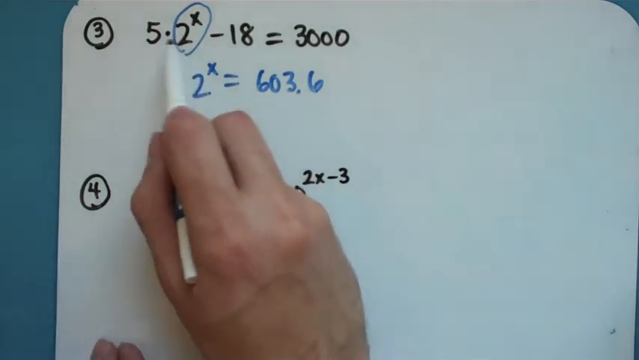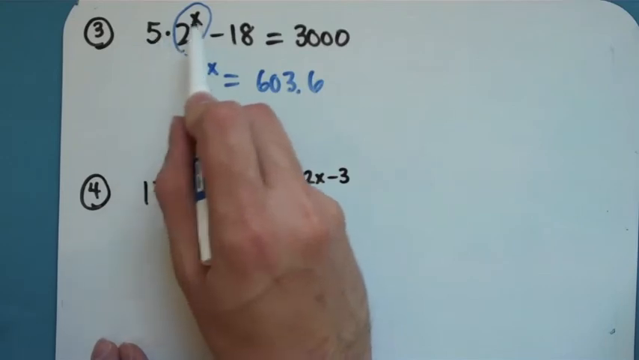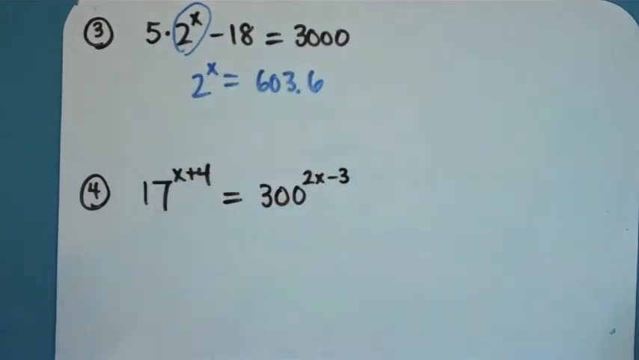I am not allowed to do 5 times 2 right here, so you could not make this a 10. This part has an exponent, this part doesn't, so you don't combine those. You add, and then you divide.